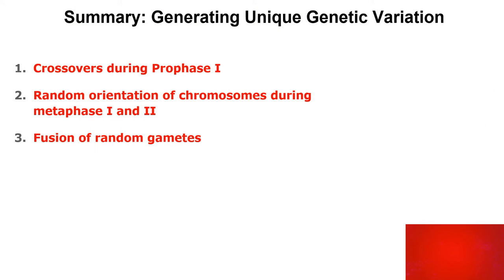Okay, so for summary, how we generate unique genetic variation. Number 1, crossovers during prophase 1 between those homologous chromosomes. 2, the random orientation of those chromosomes during metaphase 1 and 2. And then 3, the fusion of random gametes from mom and dad. So these are 3 sources of how you would generate unique genetic variation.